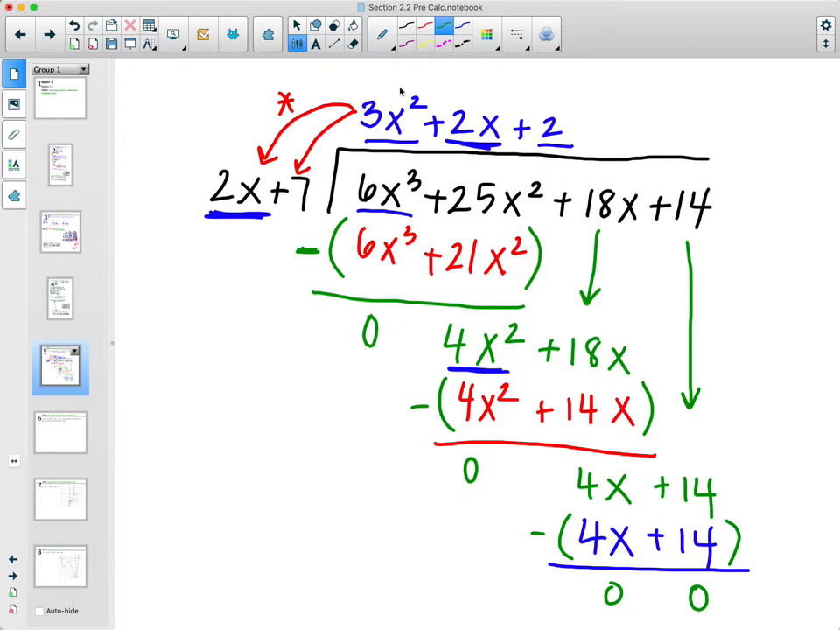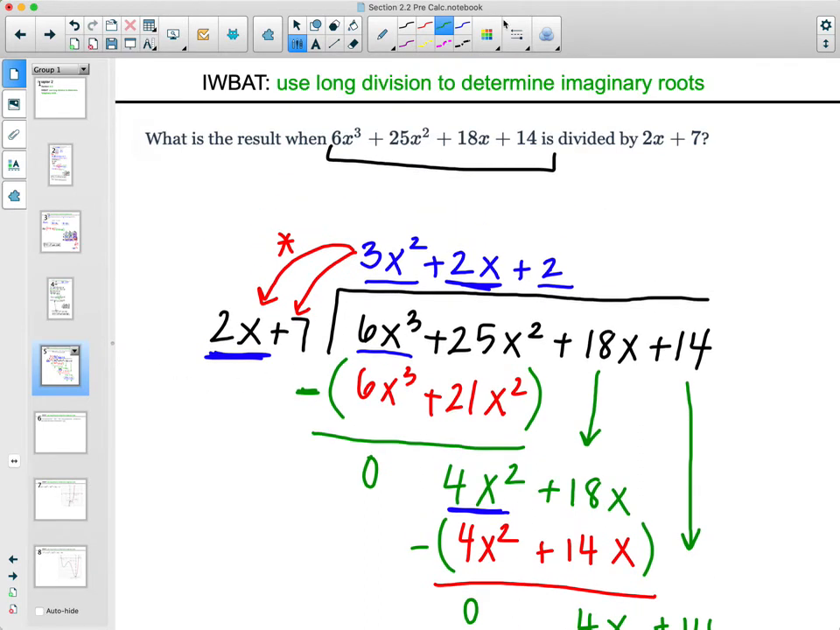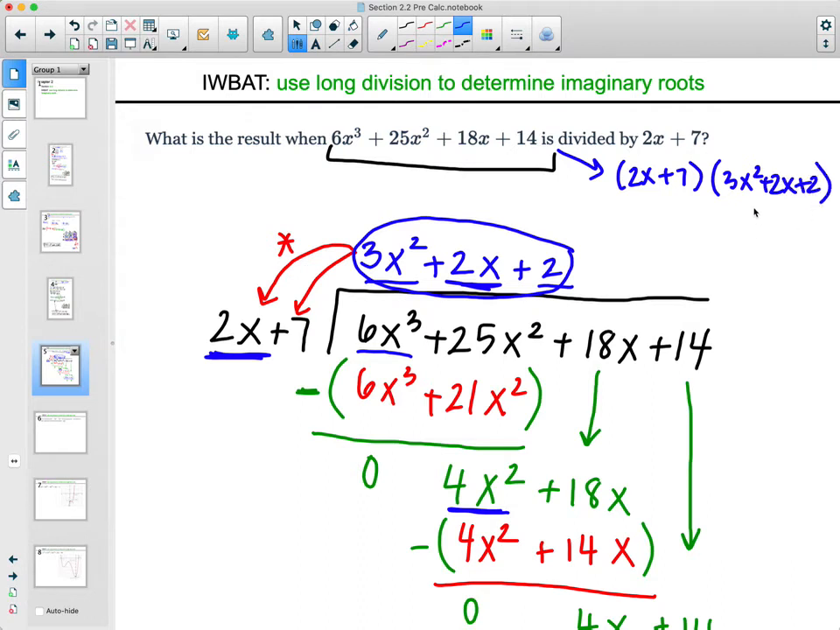So when you divide this polynomial by 2x plus 7, you get 3x squared plus 2x plus 2. So that would be your answer. So what's the result? This. That also means that this factors to 2x plus 7 times 3x squared plus 2x plus 2. But if they just want the result of the division, it's just that polynomial.